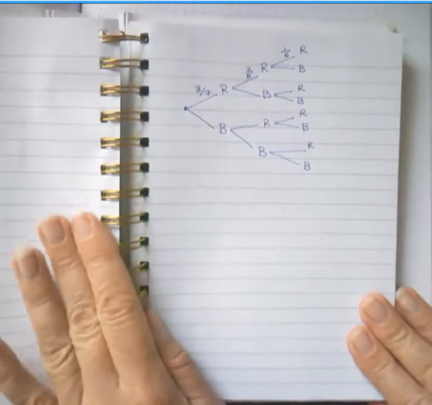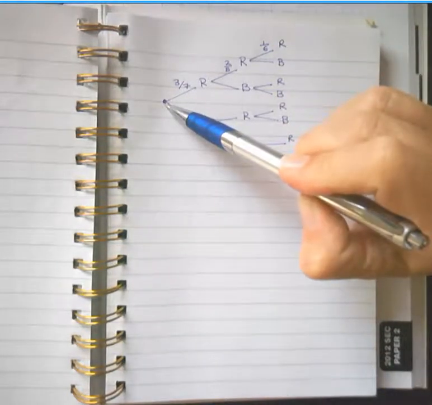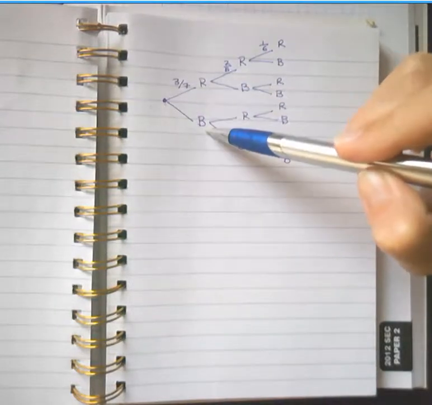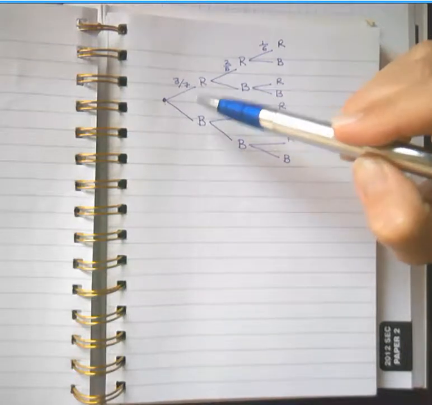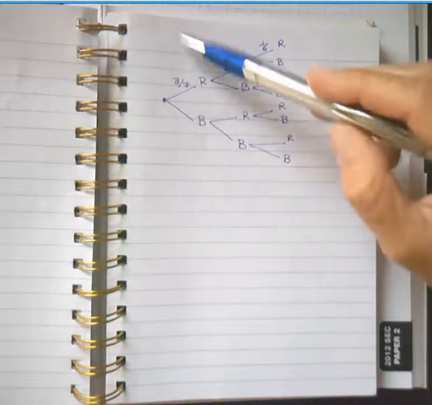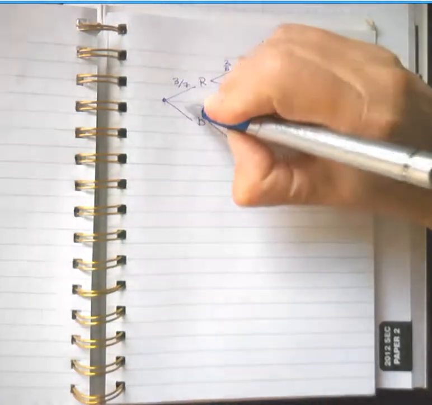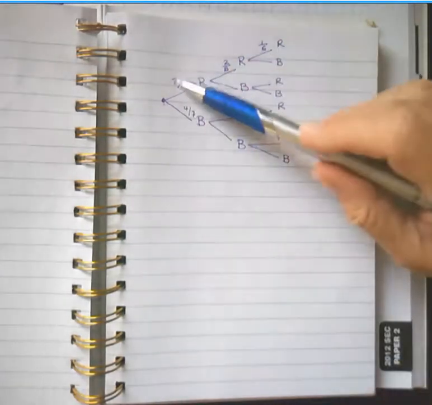Another example: I could say I had bags of counters, and this would represent the first bag. In the first bag, I had 7 counters in it, and there was some red and some blue. The probability of getting a red counter was 3/7. So my probability of getting a blue counter is what's left. If I have 3/7 here, the probability for blue is 4/7, because each branch has to add up to 1.